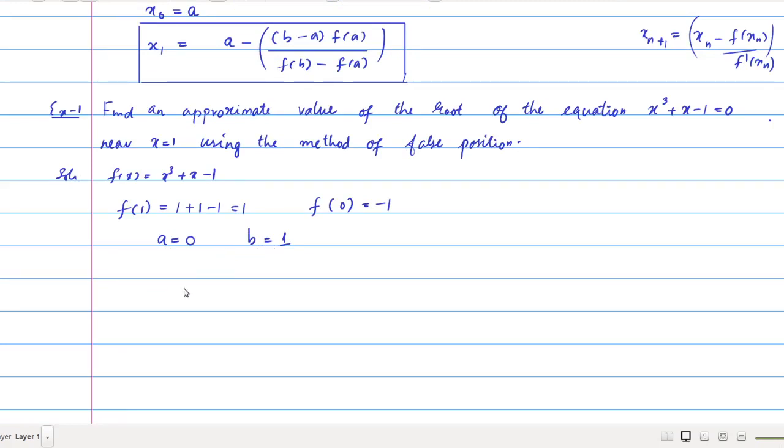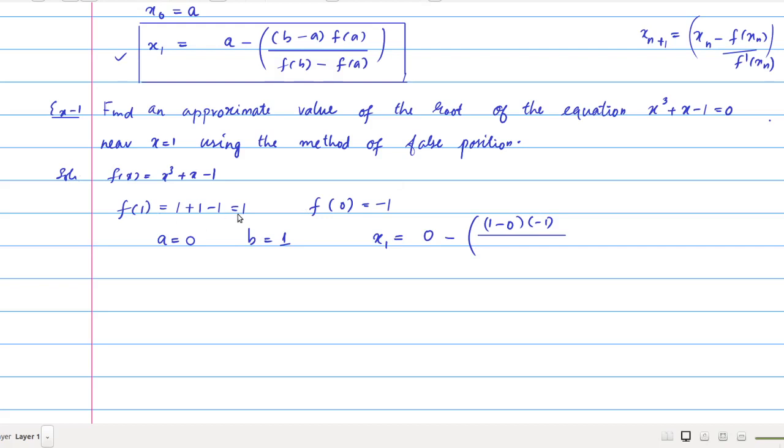So using this formula x1 equal to a minus this, we can find the first approximation. If a equal to 0 and b is equal to 1, then we write x1. What is x1? x1 is a minus, we use the same formula. Instead of a we have 0 minus of 1 minus 0, so this is b minus a, then f of a, which is minus 1, divided by f of b minus f of a.